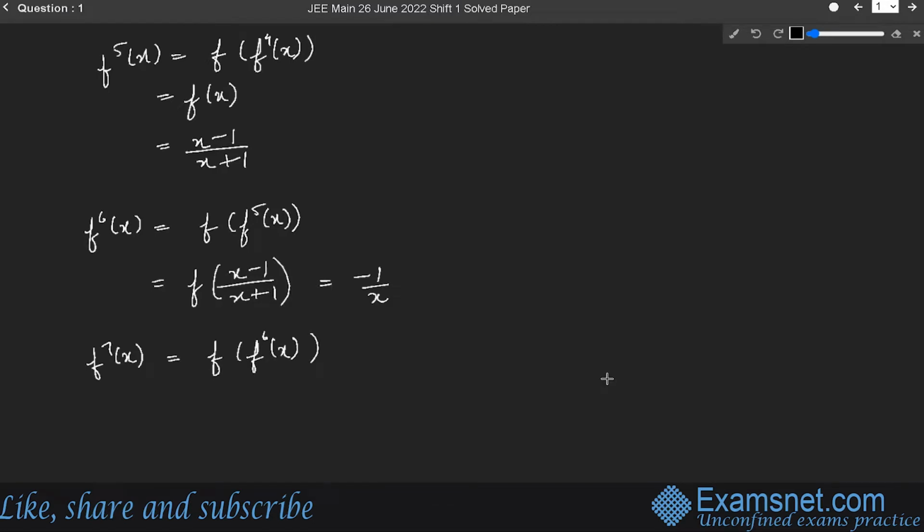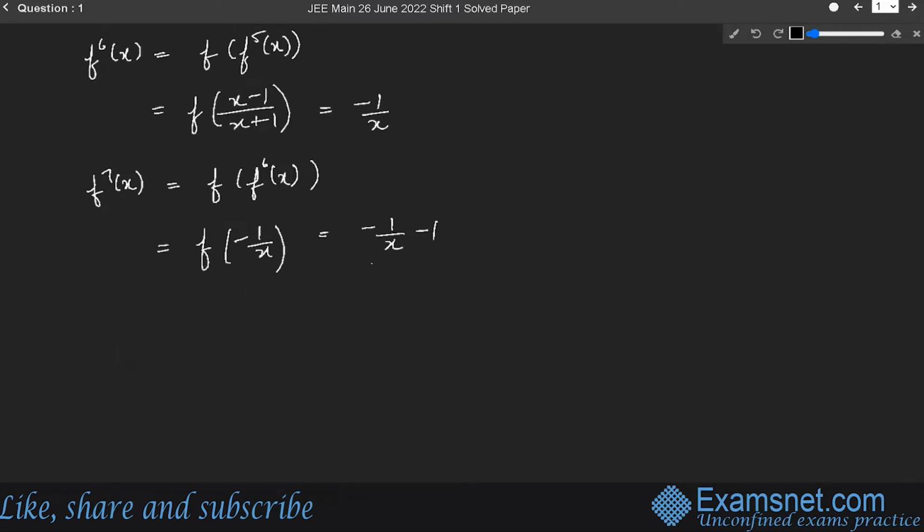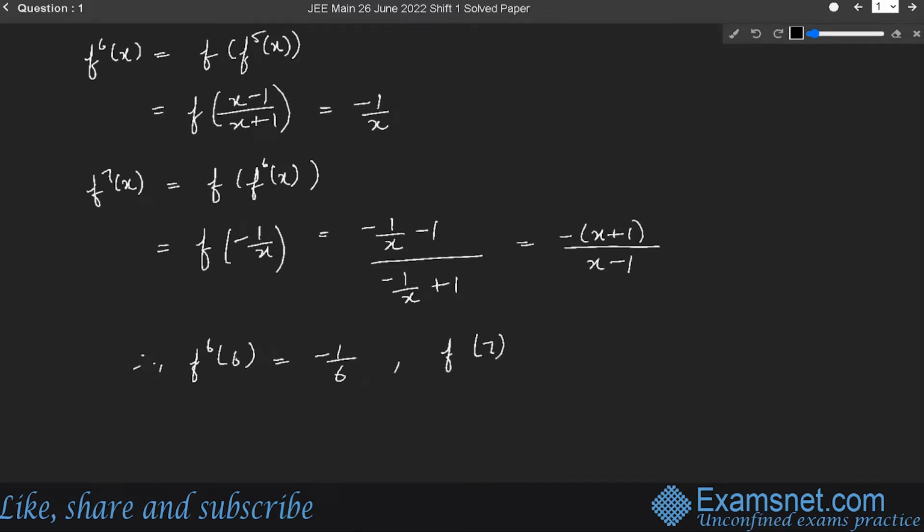So this will be equal to f of minus 1 upon x. On further putting the values, this will be (minus 1 by x minus 1) divided by (minus 1 by x plus 1). So this will be equal to minus of (x plus 1) divided by (x minus 1). Therefore, we can say that f of 6 power 6 will be equal to minus 1 by 6 and f of 7 power 7 will be equal to minus (7 plus 1) divided by (7 minus 1). So it will be equal to minus 8 upon 6.